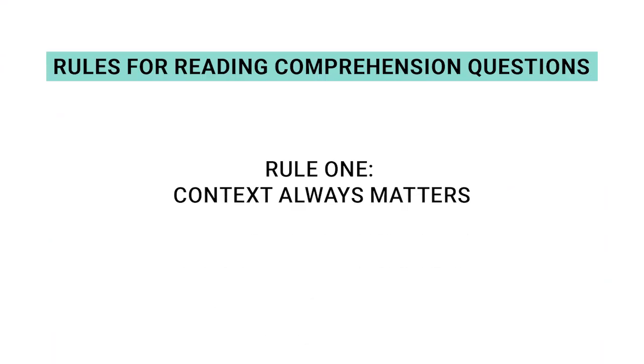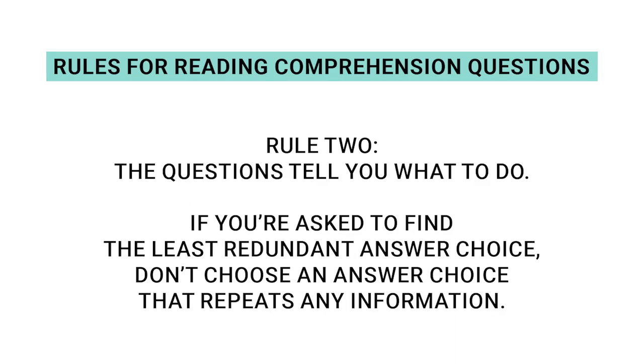Let's review some general rules for reading comprehension questions based on those examples. The first rule is context always matters. And that's why you need to read the entire passage. Even when a sentence doesn't contain a question, it will have information that will help you answer other or later reading comprehension questions. The second rule is that reading comprehension questions always tell you exactly what the question means. If you're asked to find something that is the least redundant answer choice, don't choose an answer that repeats any information. And finally, let's review some of the most common reading comprehension questions on the ACT.